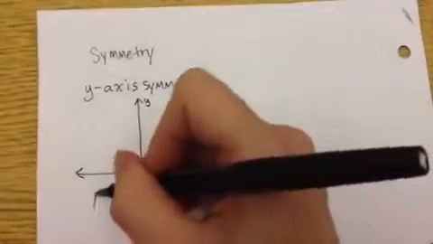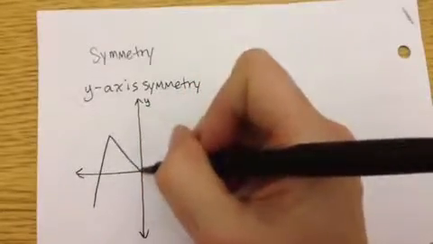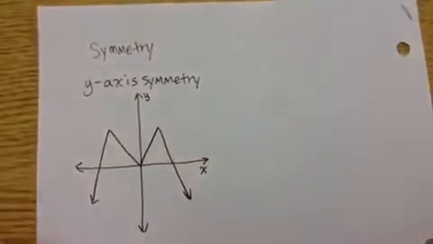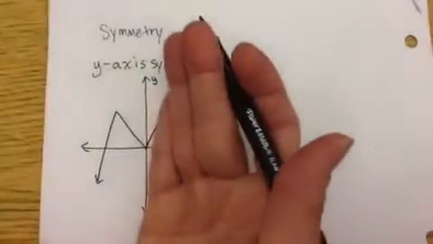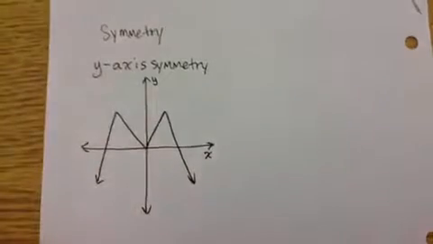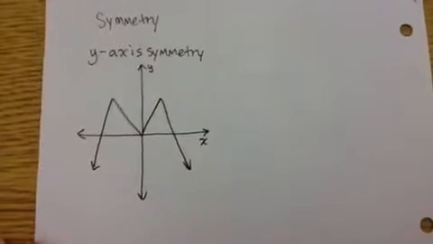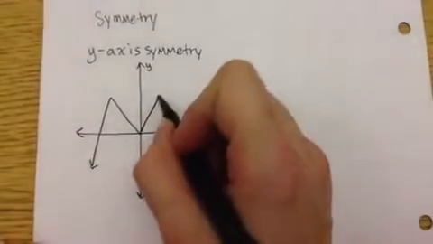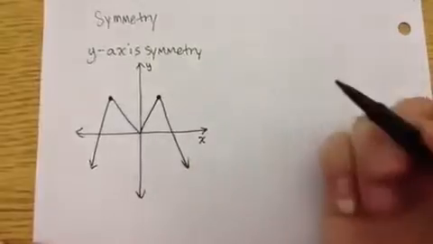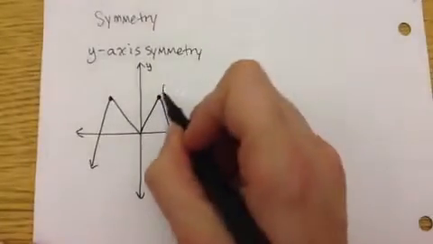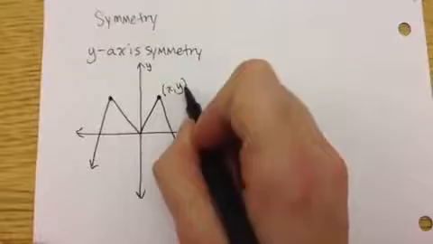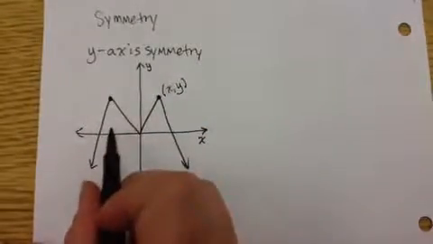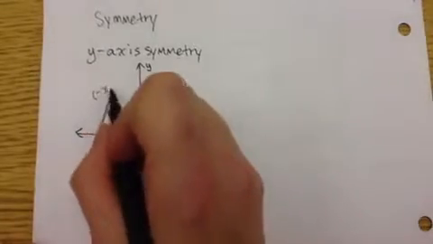So an example would be something that looks like a capital M maybe. If I drew it correctly, then I could fold this half directly over onto that half, and that would cause me to have y-axis symmetry. Now in y-axis symmetry, each ordered pair has a partner on the other side. So if I call this ordered pair x, y, then the partner on this side would be the ordered pair negative x, positive y. So negative x, y.